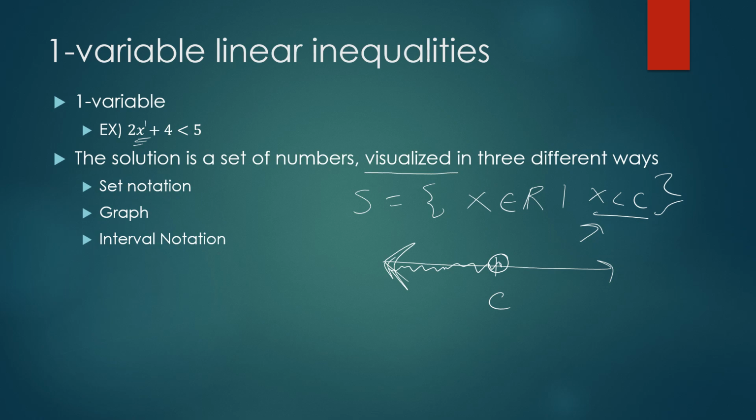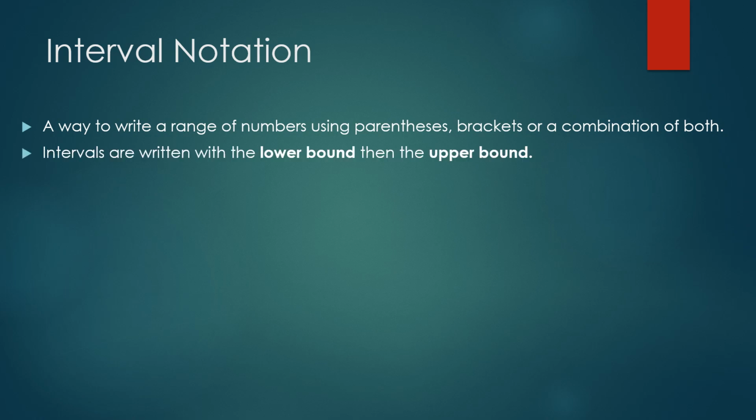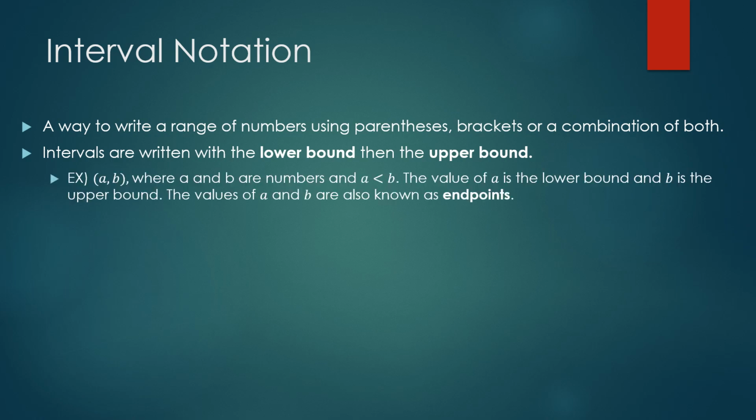Interval notation is the one that you may not be familiar with. We're going to go a little more of a deep dive into interval notation. Interval notation is a way to write a range of numbers using parentheses, brackets, or a combination of both. Intervals are written with a lower bound and then the upper bound. An example of this would be the interval (A, B), where A and B are numbers and A is strictly less than B.